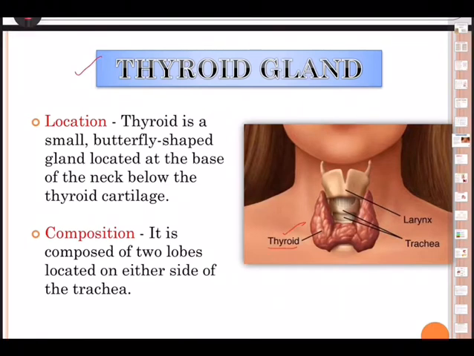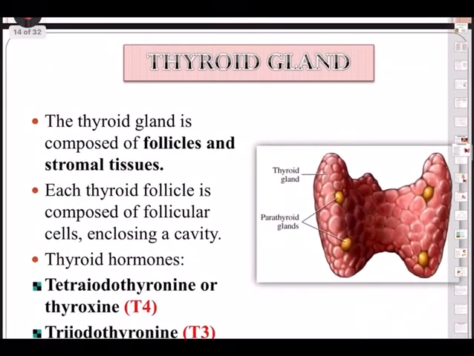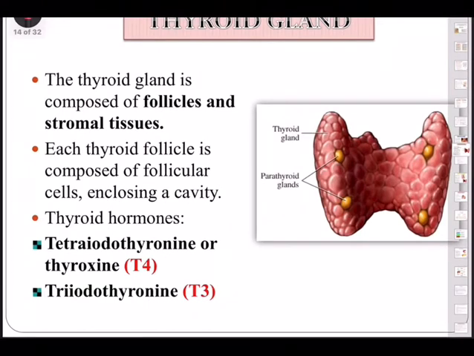Where is it located? Look at this, in the neck region. The thyroid is a small butterfly shaped gland located at the base of the neck below the thyroid cartilage. It is composed of two lobes located on either side of the trachea, left and right. The thyroid gland is composed of follicles and stromal tissues. Each thyroid follicle is composed of follicular cells enclosing a cavity.